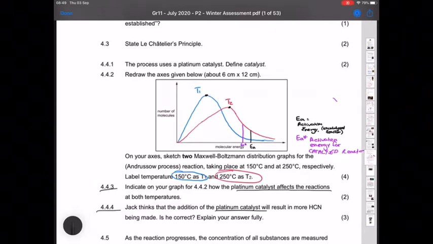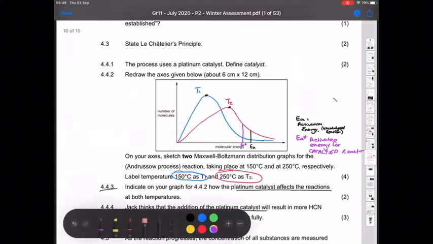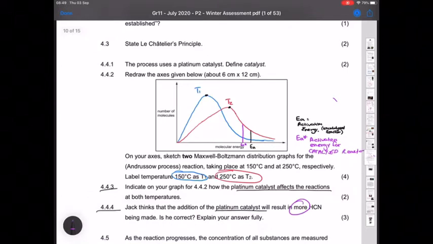4.4.4, Jack thinks that the addition of a platinum catalyst will result in more HCN being made. Is he correct? No. Guys, a catalyst does not make more of a substance. It's got no effect on the yield. All that a catalyst does is that it speeds up the rate of both the forward and the reverse reactions equally. So it makes the forward and reverse reaction happen faster. It doesn't mean that you're going to get more. If you get 10 grams, for example, of hydrogen cyanide without a catalyst, you're still going to get 10 grams with a catalyst. You're just going to get that product sooner, faster.